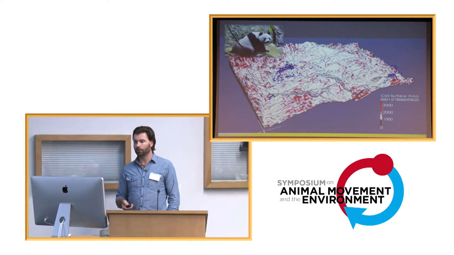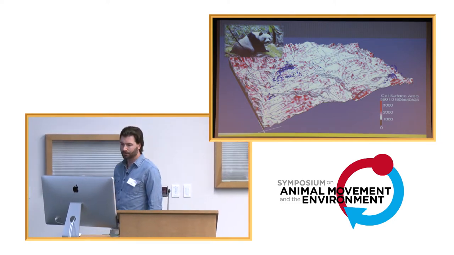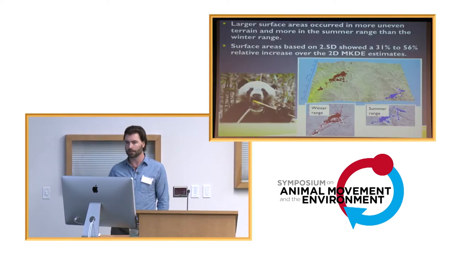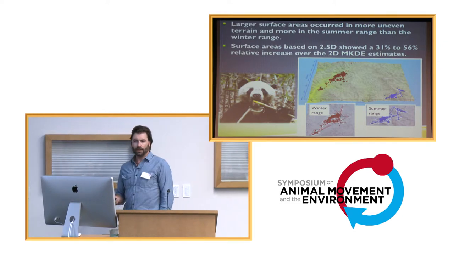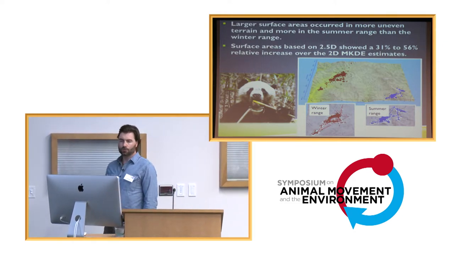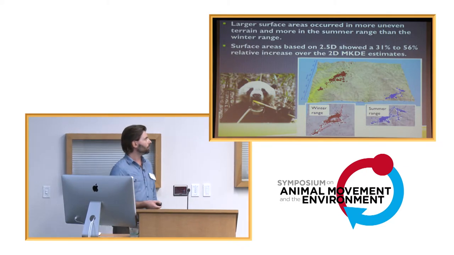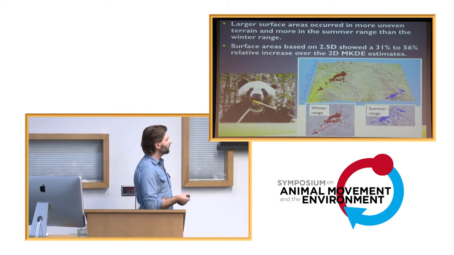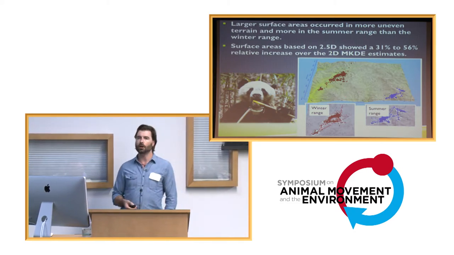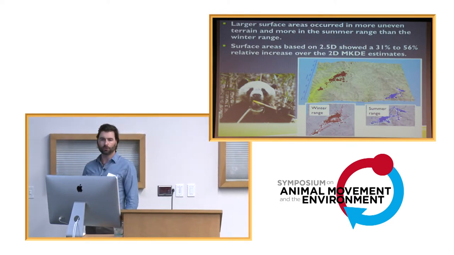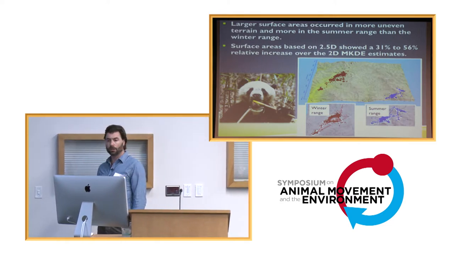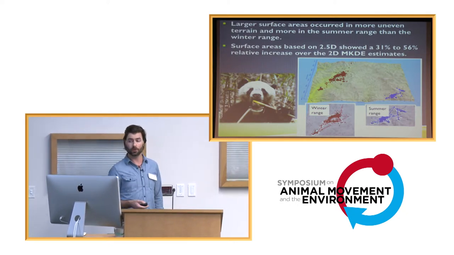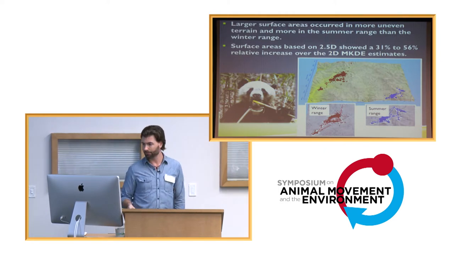Now, this is the cell surface area for the panda's habitat, the mountainous habitat there, showing the cell surface area for each of the cells within its home range. And when we crunched the data, we found that larger surface areas occurred in more uneven terrain and more in the summer range than in the winter range. So when it was winter, these guys would spend their time in the lower, flatter valleys. But when it became summer, they'd head up into the higher ridge lines to feed on different bamboo species. And in fact, we found that surface areas based on a 2.5D home range showed a 31 to 56% relative increase over traditional 2D MKDE estimates.